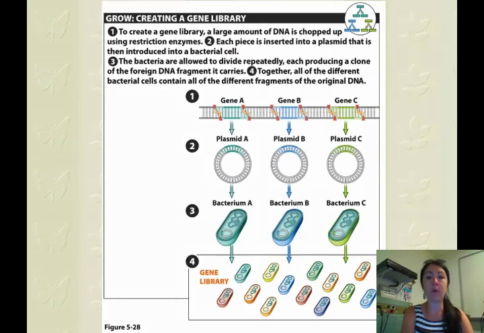One of the things that we can do when we grow lots and lots and lots of plasmids is that we can make up a gene library. So to create a gene library, a large amount of DNA is chopped up using the restriction enzymes. So if you look at step number 1, chop, chop, chop, chop, chop to get all those genes. And then we put those genes into plasmids, and that's the circular piece of DNA that's floating around inside of the bacteria. Put those plasmids inside of each of the different bacteria, and then allow the bacteria to multiply, and we have a whole library that has all of these different genes inside of it.